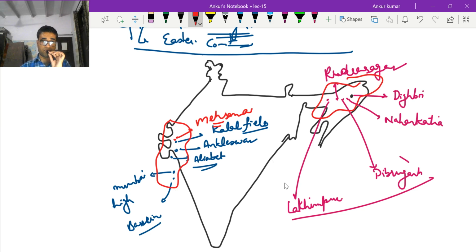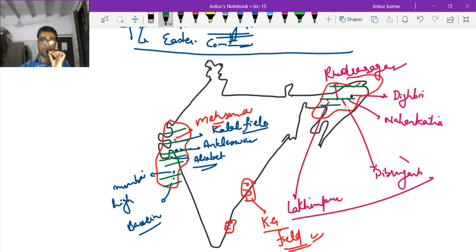Moving on to the east coast, this is the Krishna Godavari field यहाँ पर, और यहाँ पर आपके कावेरी के region है basically. So this is the KG fields, Krishna Godavari fields, right. So this is the basic map of the areas which you can remember, right.